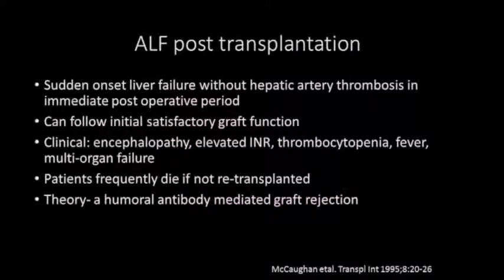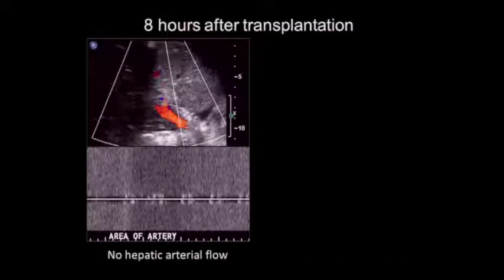So it's a very specific group of patients, those who receive a liver transplant and essentially have immediate liver failure. They have encephalopathy, et cetera, just as the other patients who come in have it, and they have multi-organ failure. Typically, they die if they're unable to be retransplanted. This is in distinction to patients who immediately have hepatic artery thrombosis, as in this case.